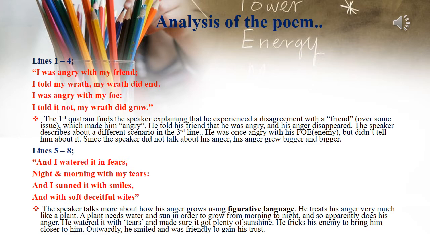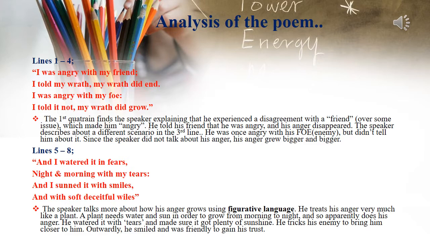So you already now know what is wrath and what is foe. In our glossary section, we clarified the meanings of it. So let's go through the analysis. The first quatrain finds the speaker explaining that he experienced a disagreement with a friend over some issue, which made him angry. He told his friend that he was angry, and his anger disappeared.